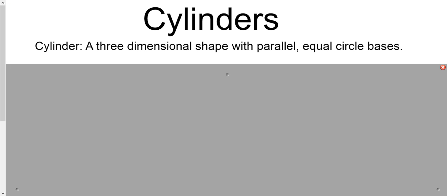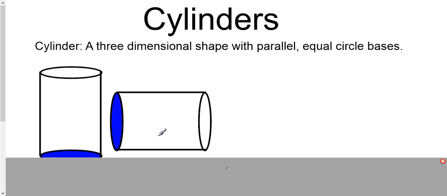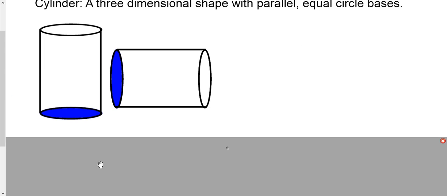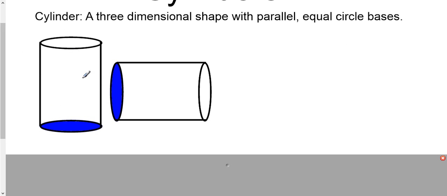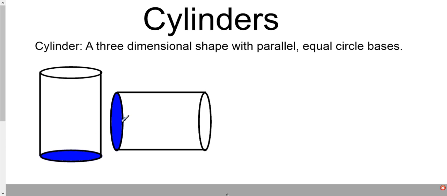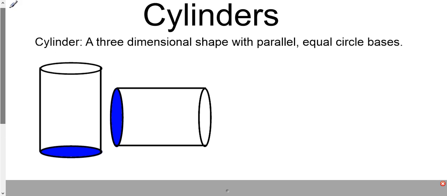So cylinder is a three-dimensional shape with parallel and equal circular bases. They can be either standing up like this or tipped on their side, but we have circles on either end. We are not worried about surface area, so we're not going to draw nets or anything like this. We're just trying to figure out how much space is inside each one of these cylinders.